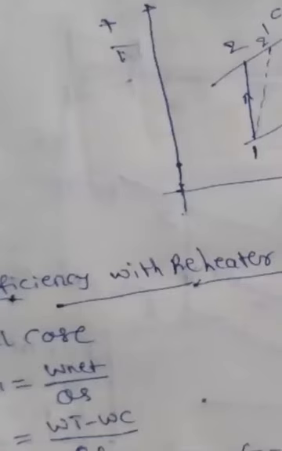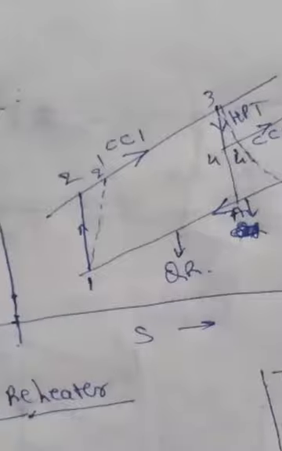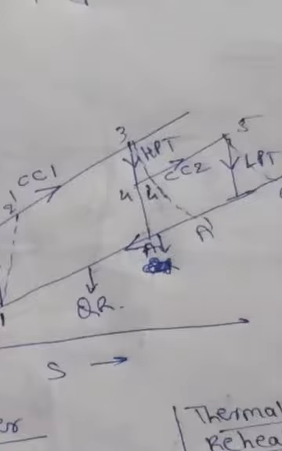If you take this expansion directly in a single turbine, that is as good as a simple turbine without reheating. The same expansion only. There is 3 to 4 and 5 to 6. Please note down here, 5 to 6 is not there here. And this is called reheating.